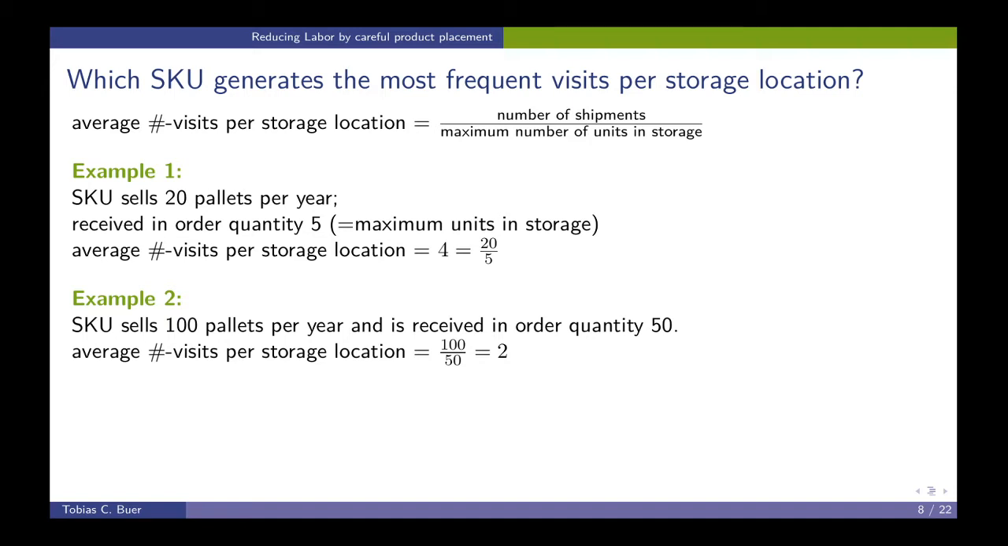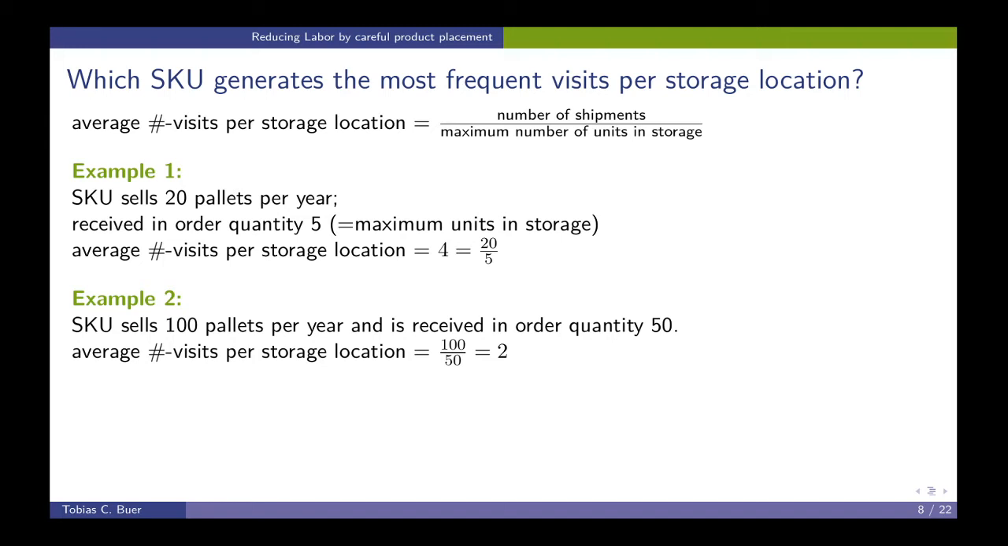Though if we have an SKU that sells 20 pallets per year, but we receive the orders in quantities of 5, which is the same as the maximum units in storage, then the average number of visits per storage location is only 4. Because we have 20 shipments of these pallets, but they order 5 pallets at a time, we only have to visit the storage location 4 times.